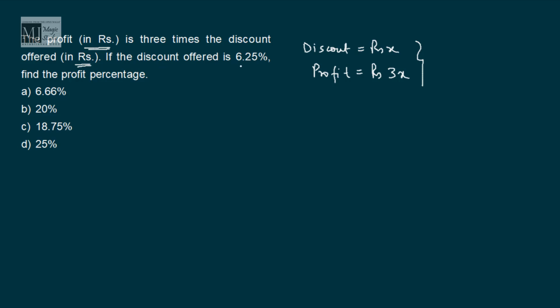If discount offered is 6.25%, discount is always offered on the marked price, isn't it? How much is 6.25% as a fraction? That is 1 by 16. That means marked price minus 1/16th part, that is discount, is equal to the selling price. But 1/16th of marked price is equal to rupees X. Therefore, marked price is 16x. Marked price is 16x, profit is 3x, discount is x.